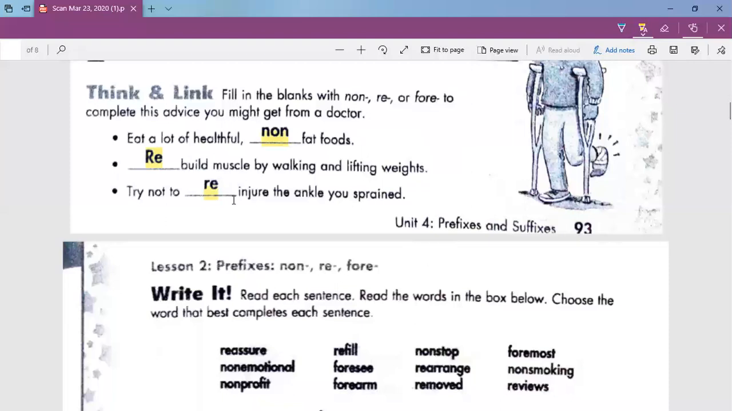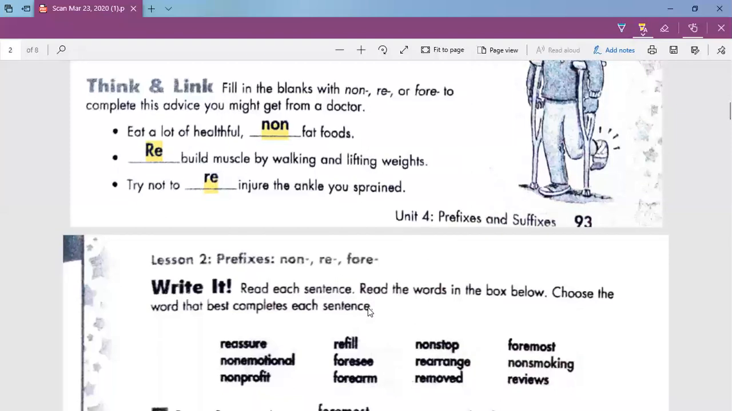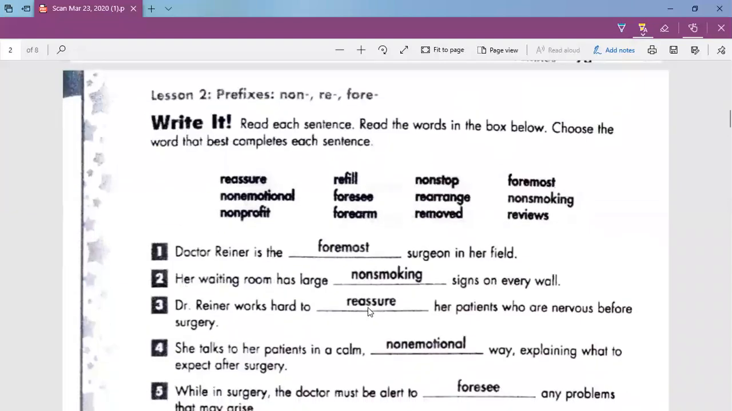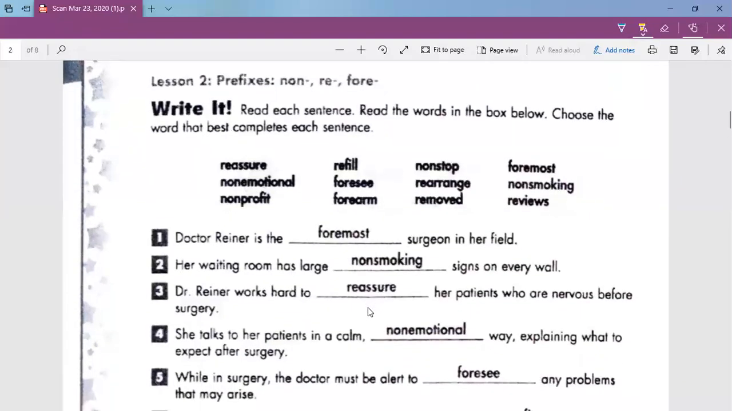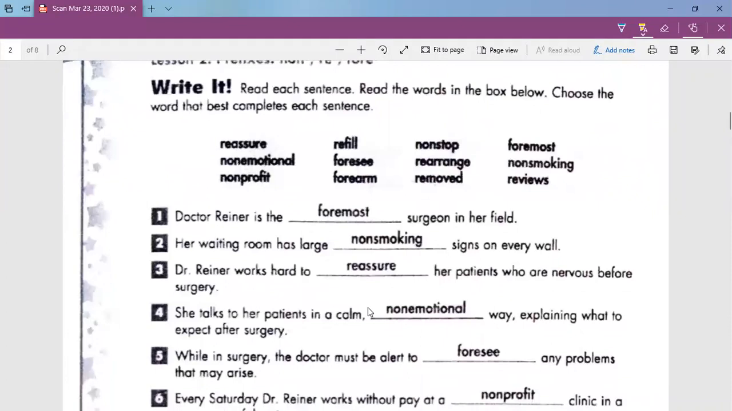Finish. All right. So it's going to be Finish. Non, re, and re. Yes, the prefix I have is that. Non, re, and for. Okay, we have some words over here.